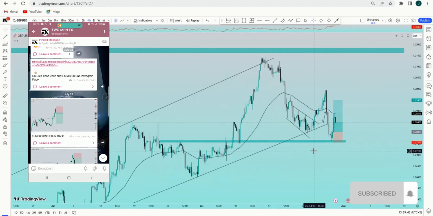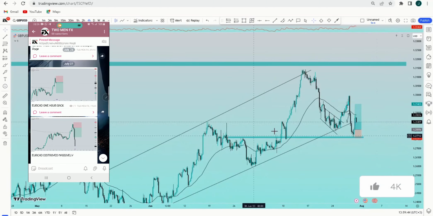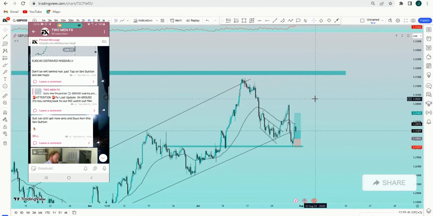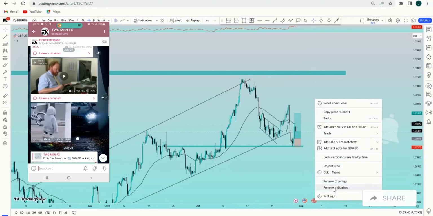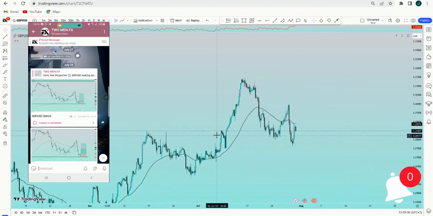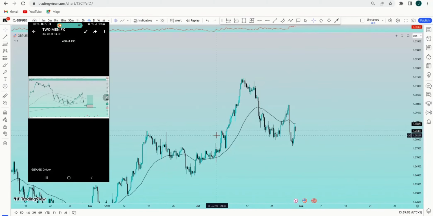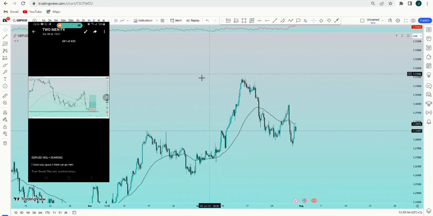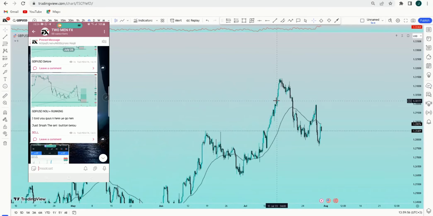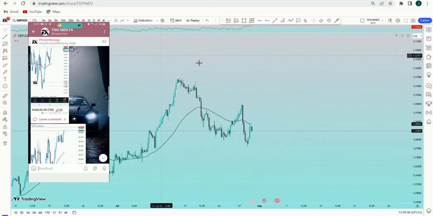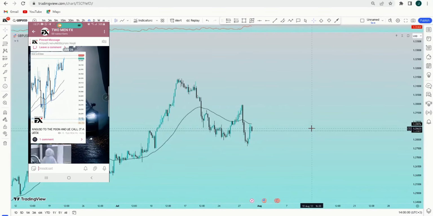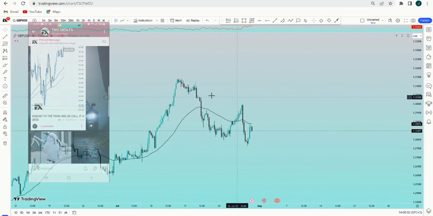Okay, now let me first delete all this, then I see if I can get something out of it. Remove drawings. Good. So guys, when you look at the market, you can see it is a bit complicated, but always first get the bigger picture of this market. Where is it trending to?